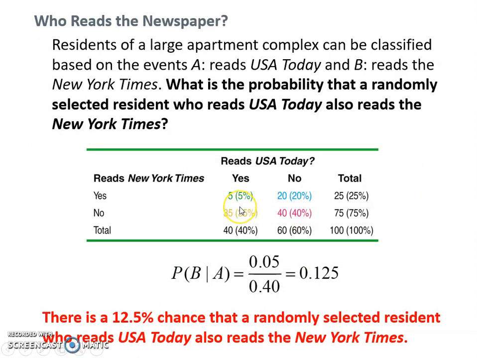Now, this two-way table is interesting because it includes both counts and percentages. You can calculate it either way. So if this table had just been showing you proportions, you can use that in your calculations. Or you could have used counts, either or, depending on what's given. So in this case, the probability that someone reads the New York Times, given that they also read USA Today, is going to be 0.125. So writing your answer out so someone can understand it, there's a 12.5% chance that a randomly selected resident who reads USA Today also reads the New York Times.